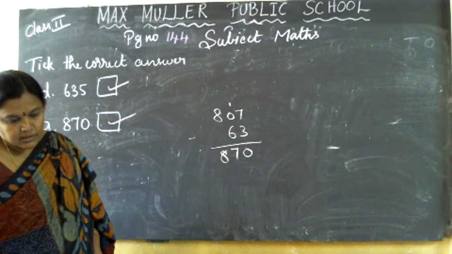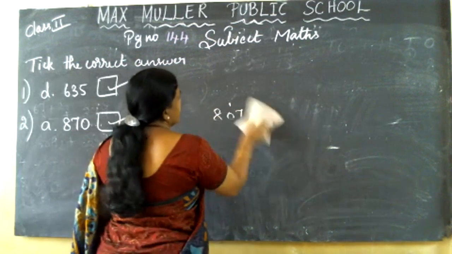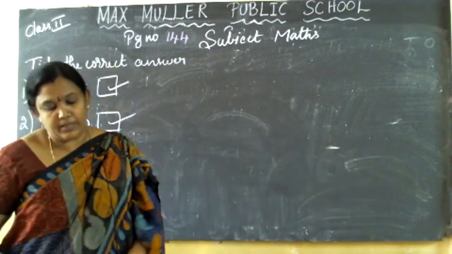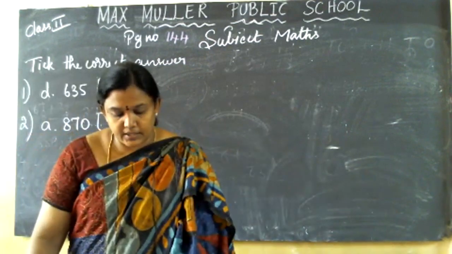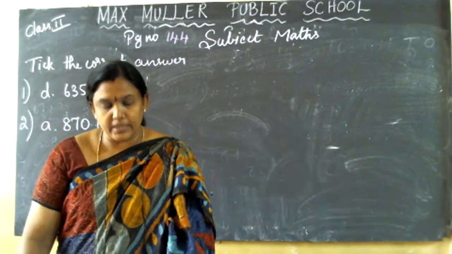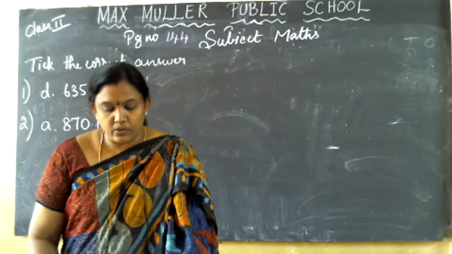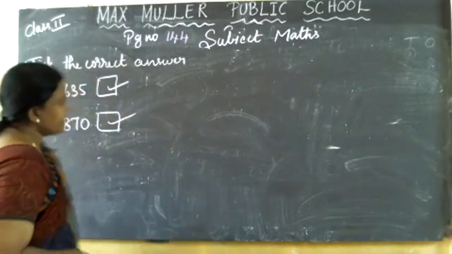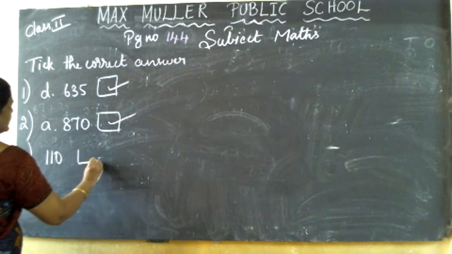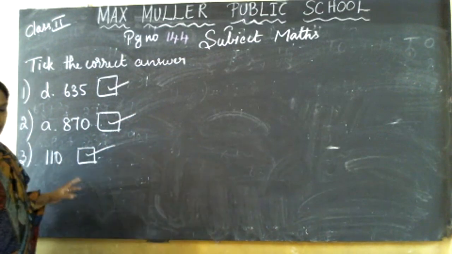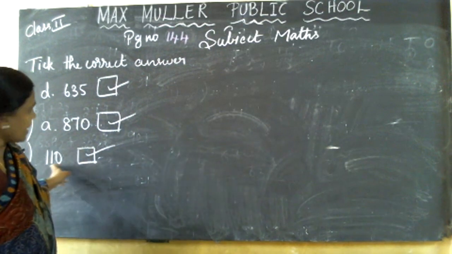Third one, sum of the least 3-digit number. You know, children, the least 3-digit number is 100. The least 2-digit number is 10. They are asking the sum of the least 3-digit number and the least 2-digit number. How will we write? You will write 100, after that you will write 10. Is that correct, children? No, it's not correct. You can write it the same way. See, 110. The least 3-digit number is 100, the least 2-digit number is 10. So you can write 110.